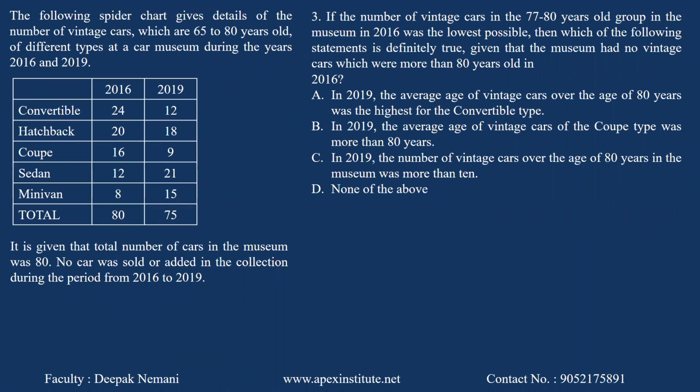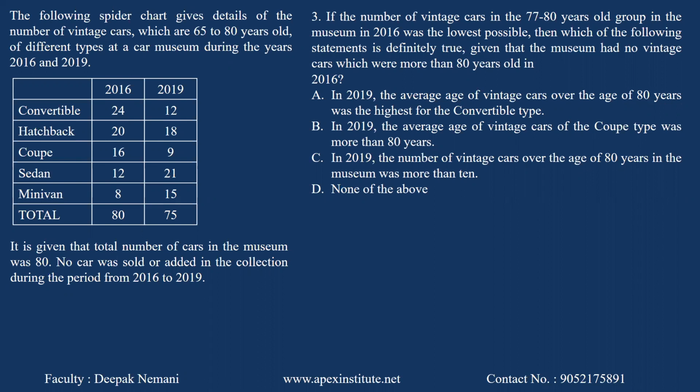Now in this question, if the number of vintage cars in the 77 to 80 years old group in the museum in 2016 was the lowest possible, then which of the following statements is definitely true, given that the museum had no vintage cars which were more than 80 years old in 2016?